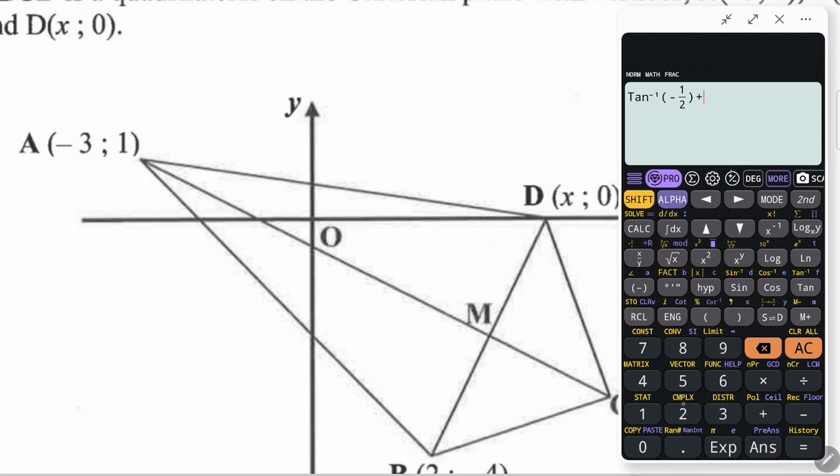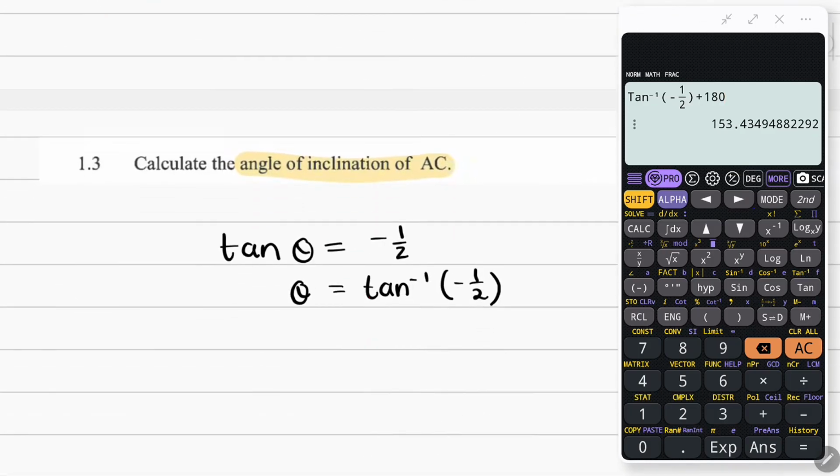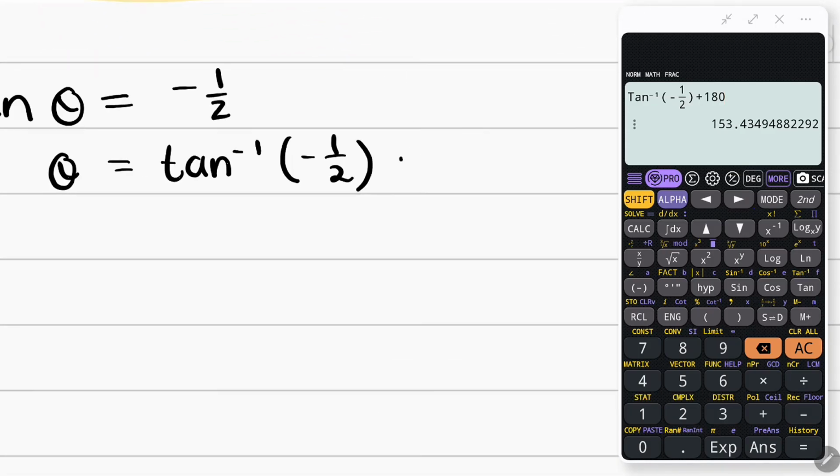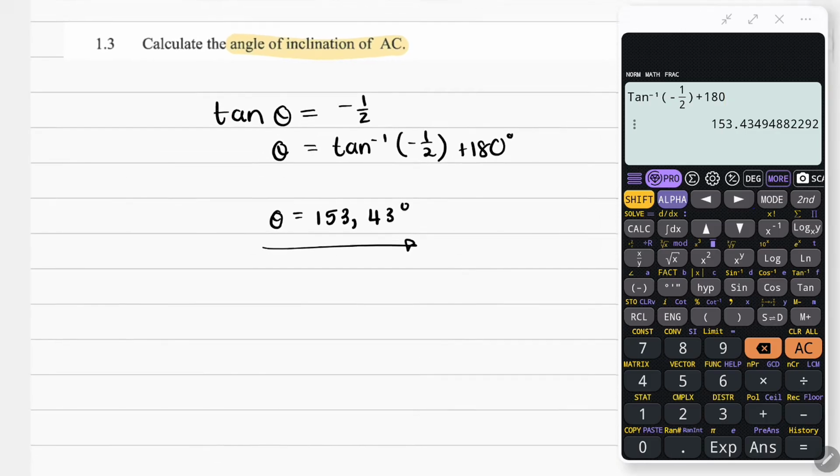So we add 180 degrees, and that gives us 153 degrees. You need to include that here, plus 180 degrees. So theta is finally equal to 153.43 degrees, and that is our answer. Moving on to the next question.